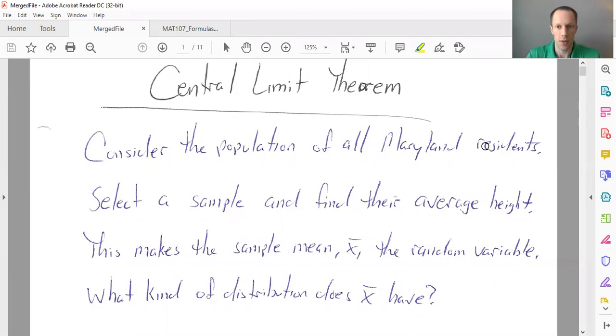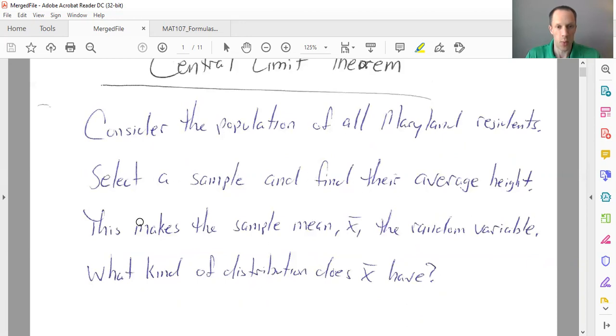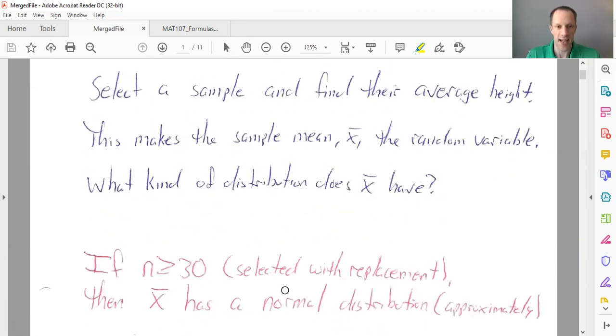Consider the population of all Maryland residents. If we select a sample and find the average height of the people in that sample, that would make the sample mean, represented by x bar, the random variable. Well, we might want to know what kind of distribution does the sample mean have? If we've selected a sample and we're finding that sample's mean, and that sample mean is our random variable, the central limit theorem will tell us what kind of distribution it has.